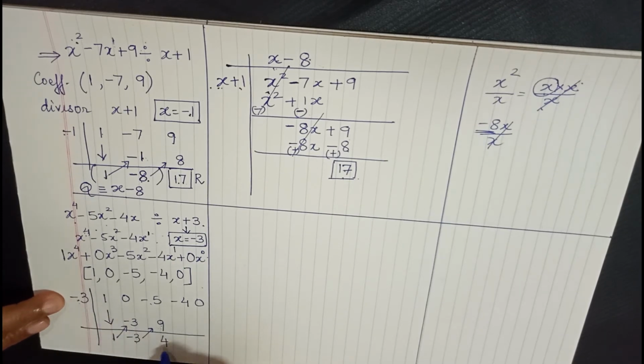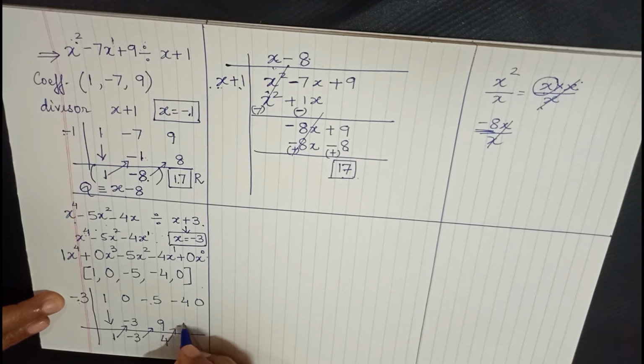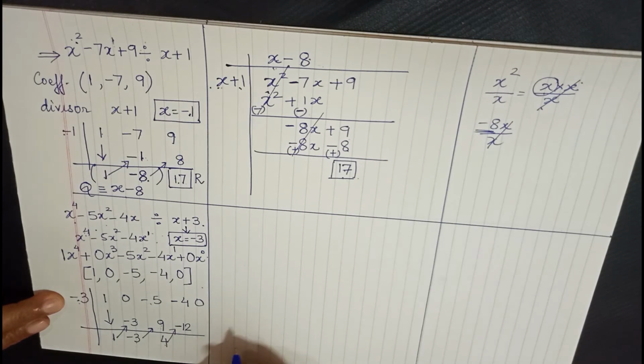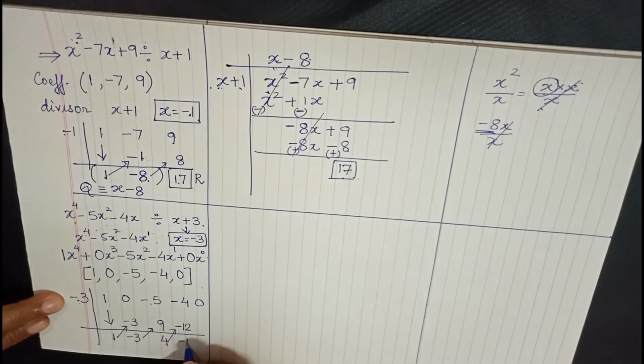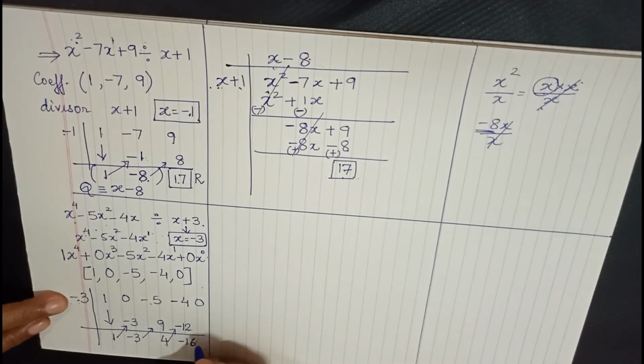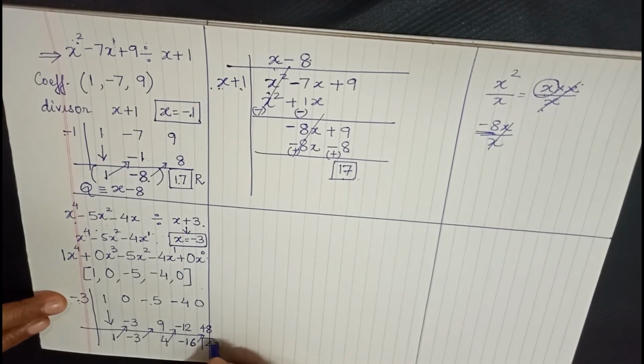So minus 3 into 4 will be minus 12. So again you can see both are negative sign. So we do the addition and give the minus sign. So 12 and 4 is minus 16. Now minus 3 into minus 16 is 48. 0 plus 48 is 48. So this has become our remainder.